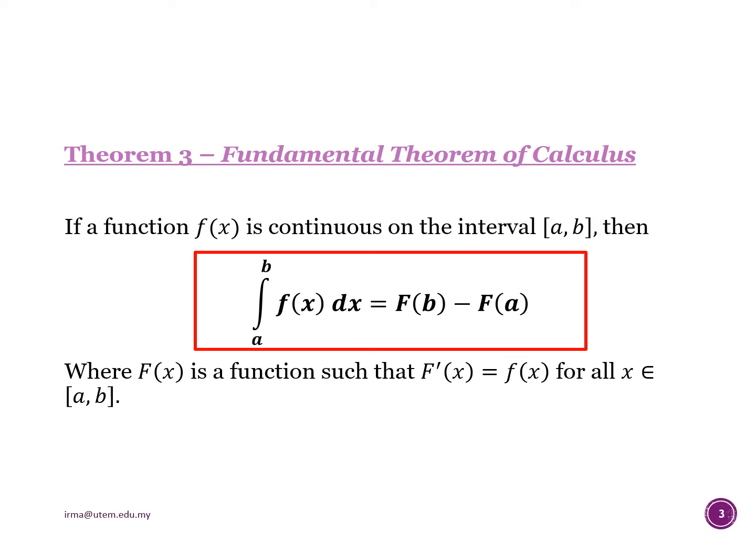Okay, so let's move to theorem number 3, which is the fundamental theorem of calculus. If a function f(x) is continuous on the interval [a, b], then the integration of f(x) dx from a to b, we can write as capital F(b) minus F(a). This capital F is actually the function that you have integrated. Integrate f and you will get a function in terms of x. That x, you substitute with b, the upper limit first, and then minus the substitution of the lower limit.